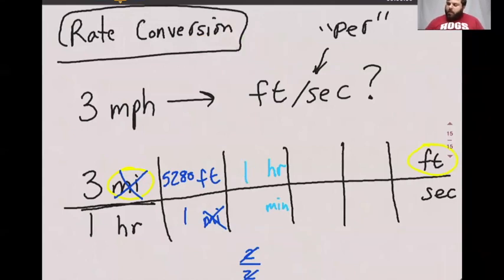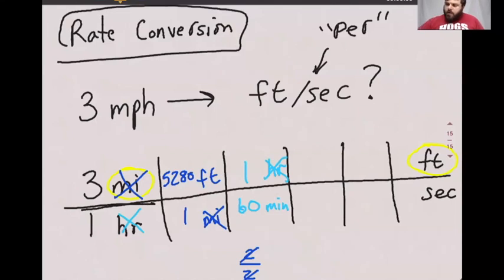So I put my numbers in. 1 hour is 60 minutes. Now see how there's hours on top and hours on bottom? That hours on top will cancel with that hours on bottom. Now, what am I left with right now? Now I'm in feet per minute. Feet are on top and minute is on the bottom. I'm getting closer to feet per second, but I need to get rid of minutes.